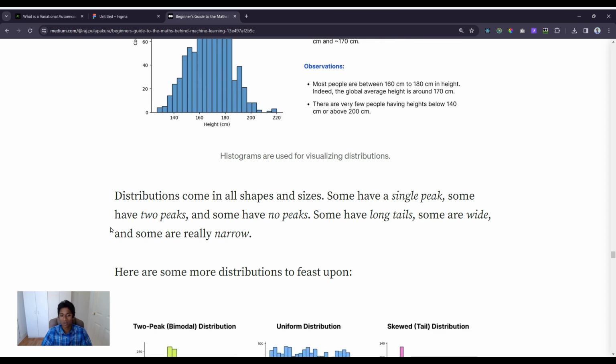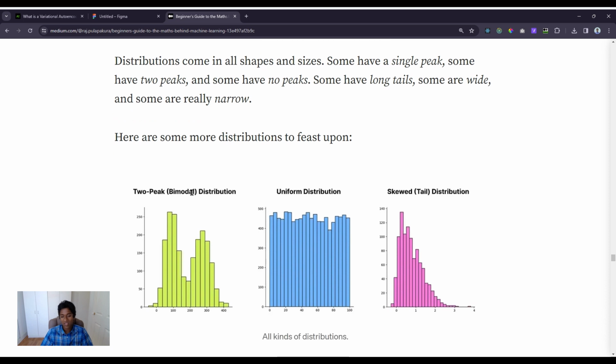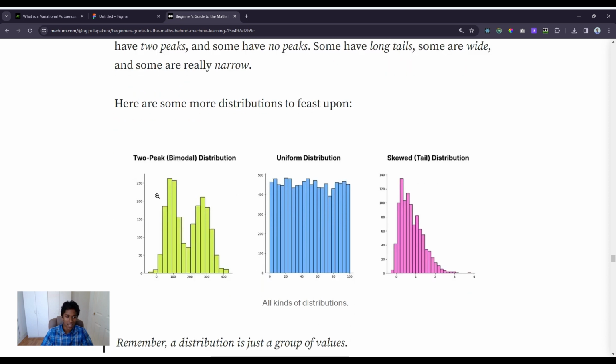Now, distributions come in all shapes and sizes. Some have a single peak, as in this one. Others have two peaks, and some have no peaks at all. Some have long tails, some are wide, and some are really narrow. And here are some example distributions. This is called a two-peak or bimodal distribution. Bimodal simply means that there are two modes, and a mode is simply a popular value. So you can see that there are two points in this graph that are really intense, and there are a lot of values there. So that's why it's called bimodal.